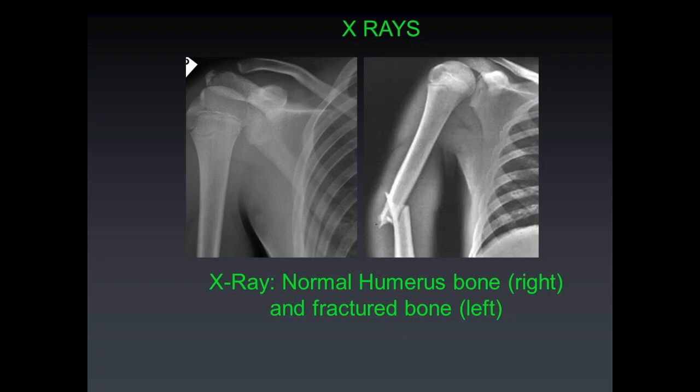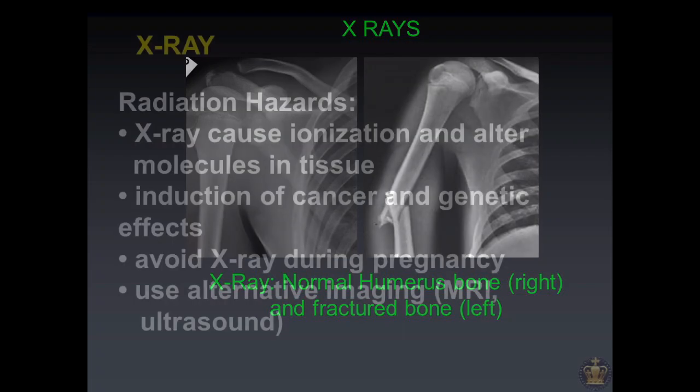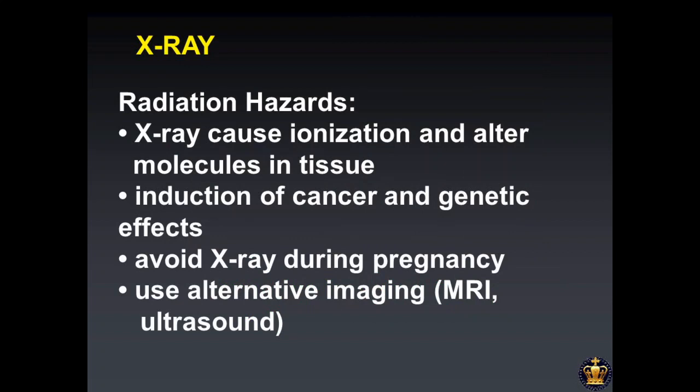Although it is a very effective technique, there are certain disadvantages of this technique. Since X-rays are ionizing radiation and can alter the molecules in the tissue and the cells, it can be mutagenic and can cause cancer, so X-rays should be avoided during pregnancy. You can use alternative imaging techniques, for example MRI and ultrasound.